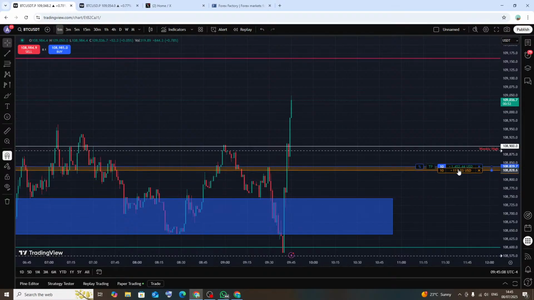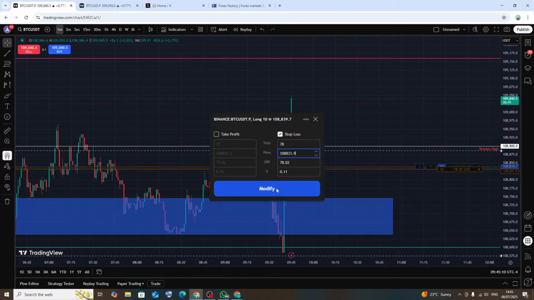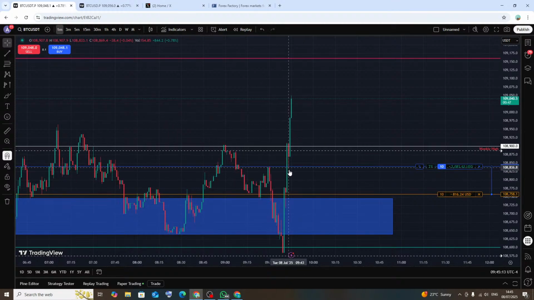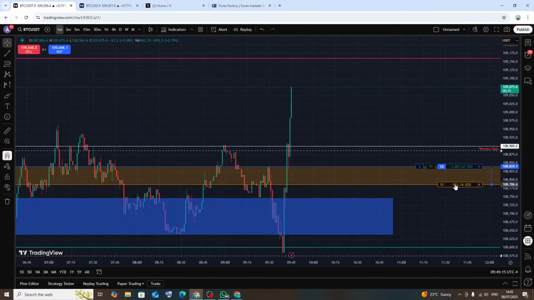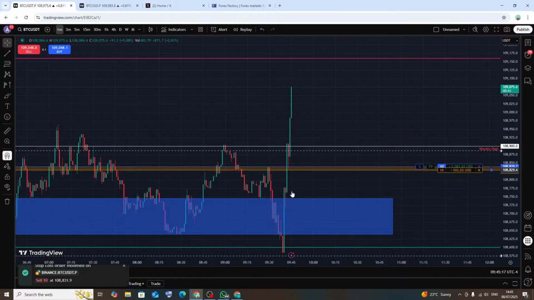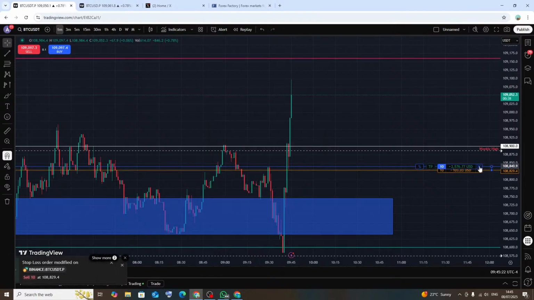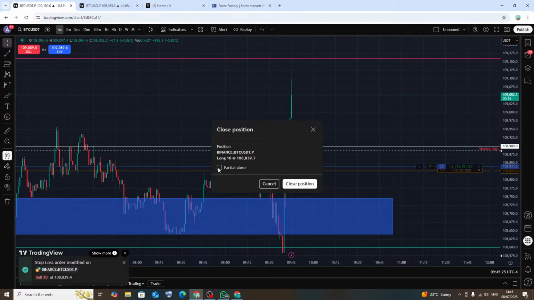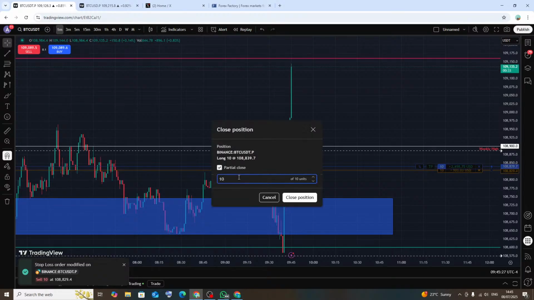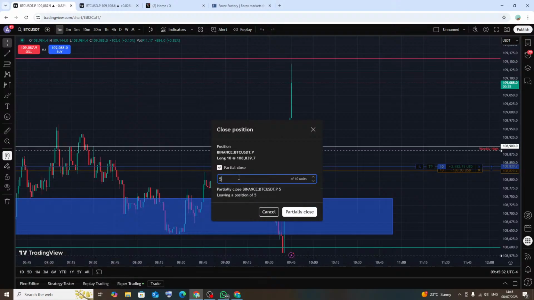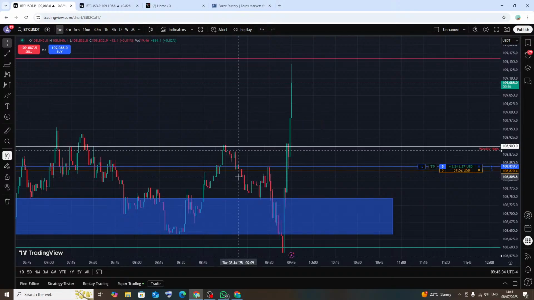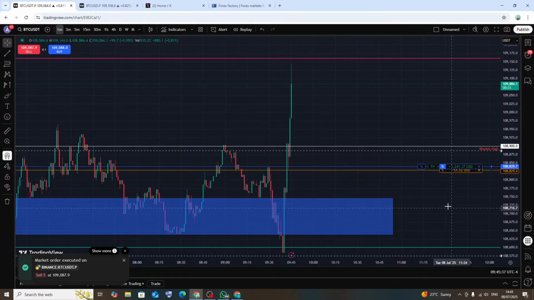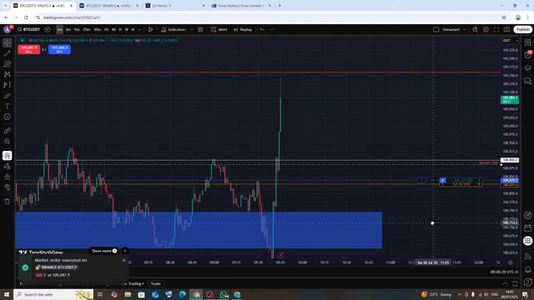Now my stop loss is there. Oh, sorry, just below this red candle, and I'm looking to take profit, man. I have to take profit. I'm taking five out. So yeah, we have taken five out.